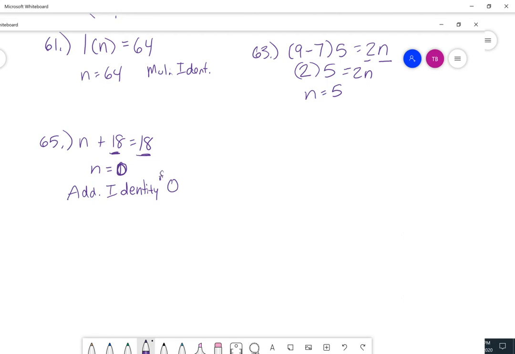Here we go. All right, 67. We have 5 times 7 plus 6 equals x. It says to solve each equation. So 5 times 7 is 35. We're using order of operations on this one. And 35 plus 6 is 41.